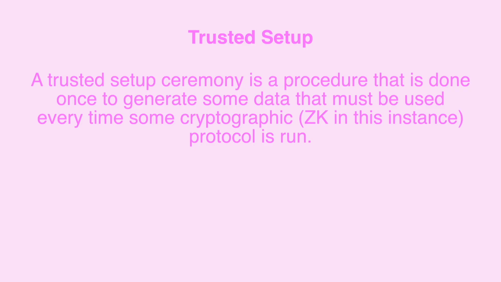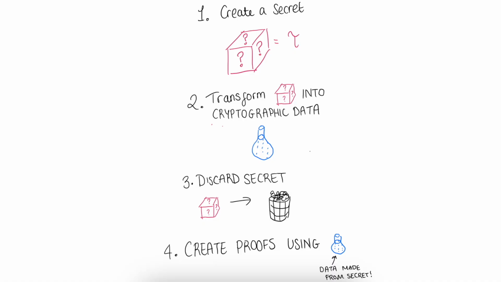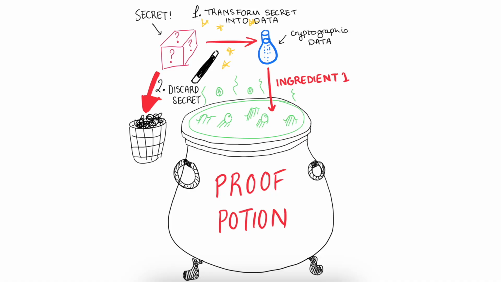To quote Vitalik, a trusted setup ceremony is a procedure that is done once to generate some data that must be used every time some cryptographic protocol is run. So a person or a group of people have to create some secret to generate this data. Once the data has been generated, the secrets must be destroyed. It is the initial step in generating a zero-knowledge proof where cryptographic parameters are created. These parameters must be securely generated, as any compromise could jeopardize the security of the entire system.